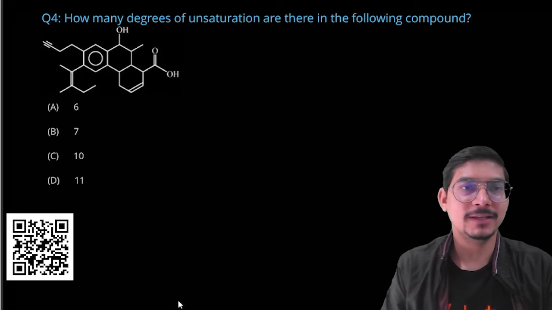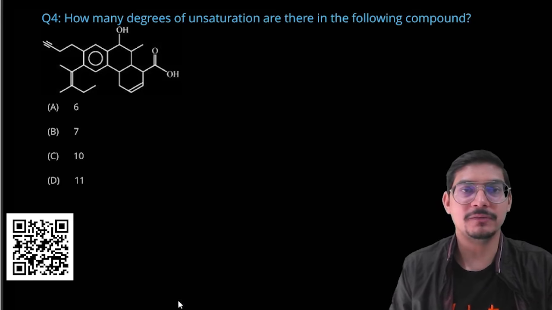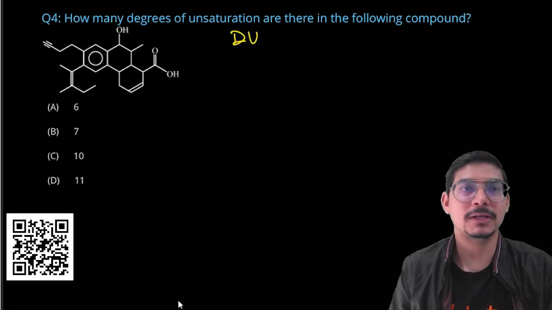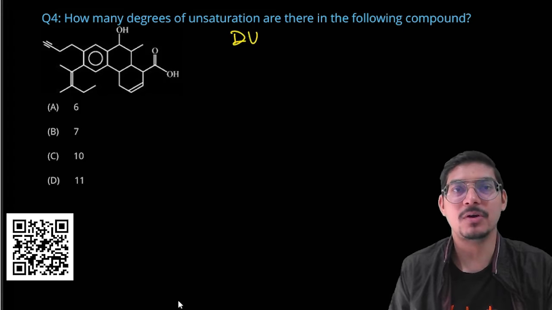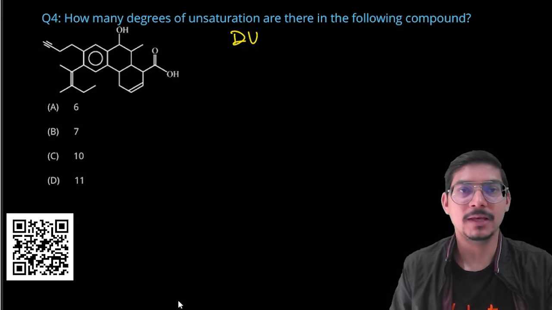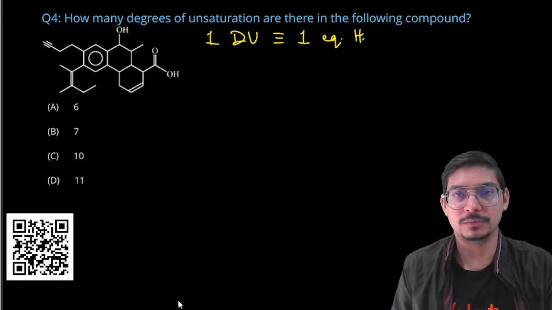Hi everyone. In this question, we have to find out the degree of unsaturation present in the given compound. Degree of unsaturation, which is shortened as DU, is also called index of hydrogen deficiency or double bond equivalence. Each degree of unsaturation corresponds to one equivalent of hydrogen molecule.